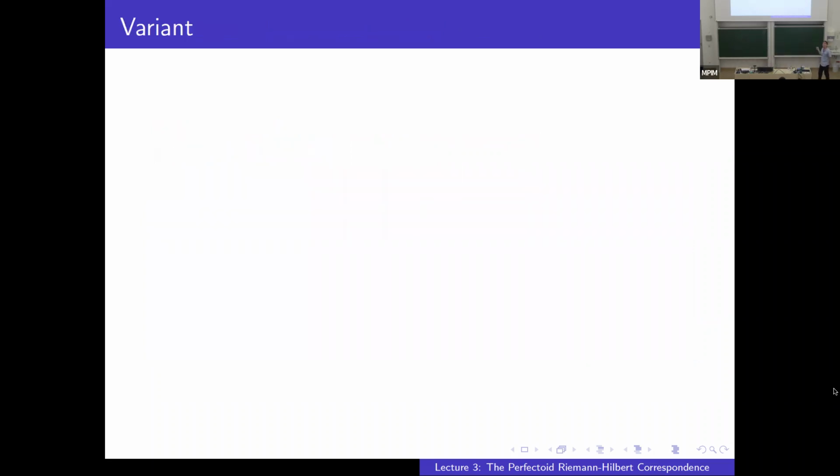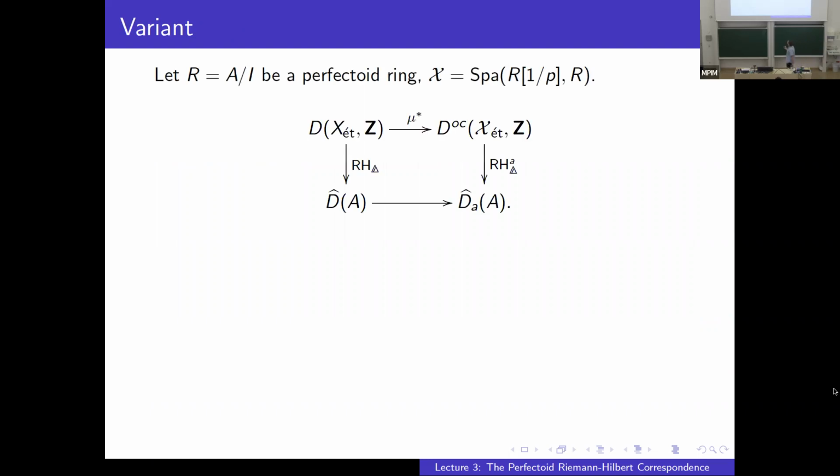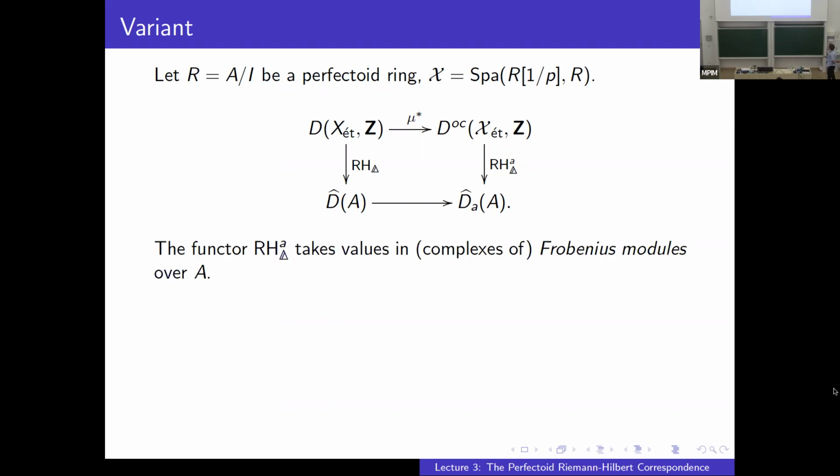But as I mentioned earlier, there's an analogous story if you don't want to work modulo the ideal I. So if R is a perfectoid ring written as A mod I, there's also this RH prism, which takes étale sheaves on the scheme X to the derived category of A modules. And that has an almost counterpart, which factors through this category of overconvergent sheaves on the adic space. Now, why might you be interested in this more refined construction?